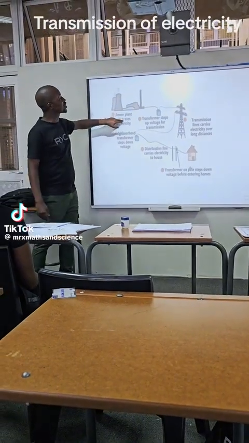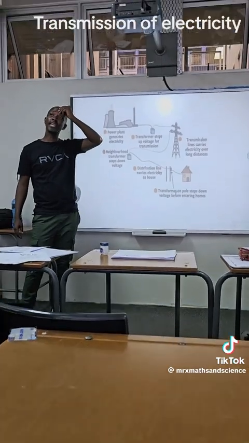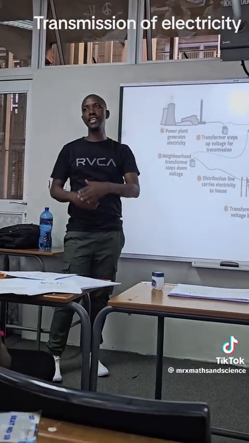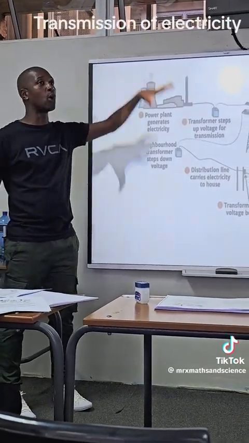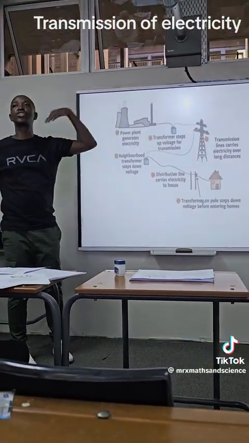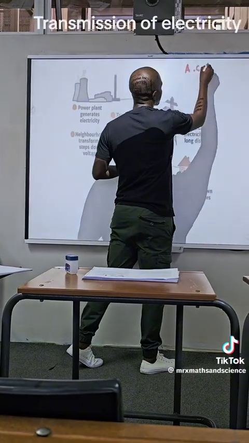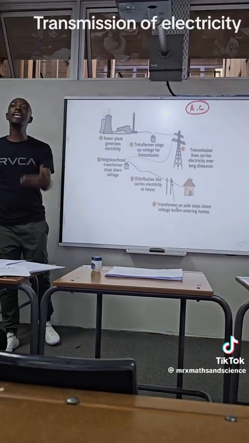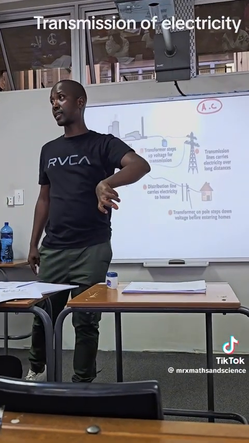When you speak about the generation of electricity, here in South Africa, electricity is generated from power stations which predominantly use coal. So you've got different power stations all over the country. When electricity is generated, it is generated as alternating what? Current. AC. So here's what happens. And there are many advantages to having AC over DC.